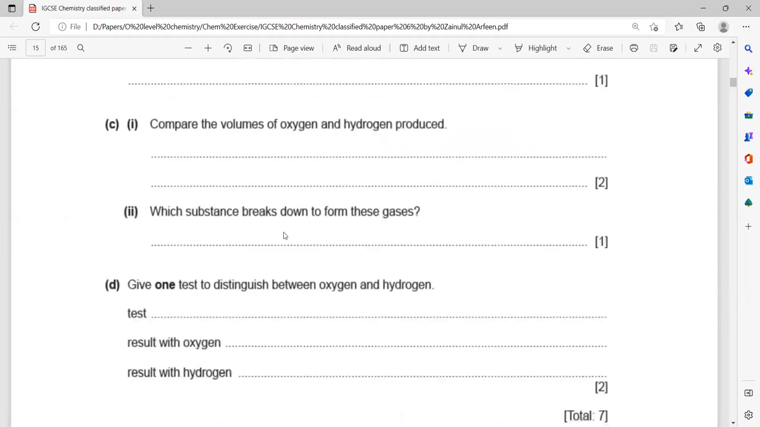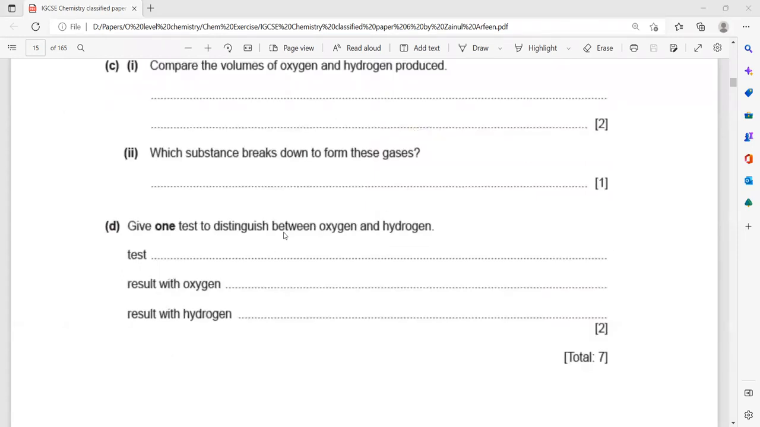Which substance breaks down to give these gases? The water and the acid. Look, we are getting oxygen and we are getting hydrogen. Oxygen is produced when the OH ion moves there, and hydrogen when the H plus ion moves there. These H plus and OH minus ions are due to the water. Because there is water, these oxygen and hydrogen gases are produced. The H and OH ions are due to the water itself.